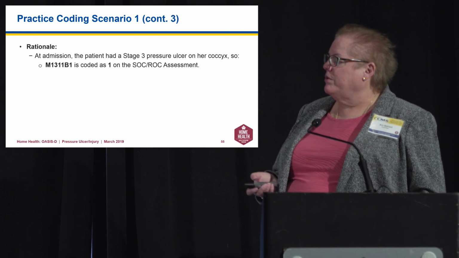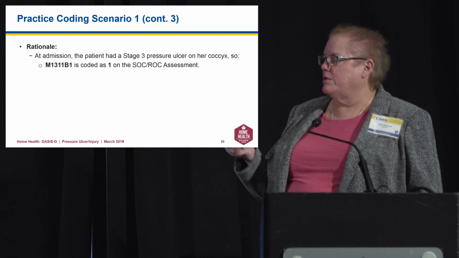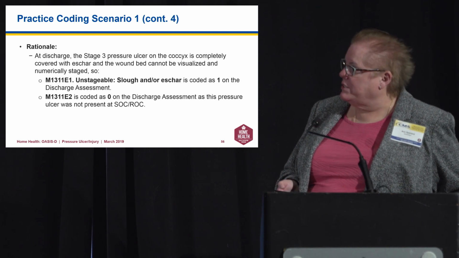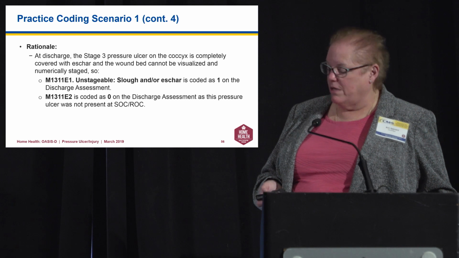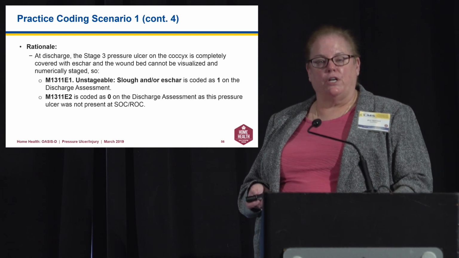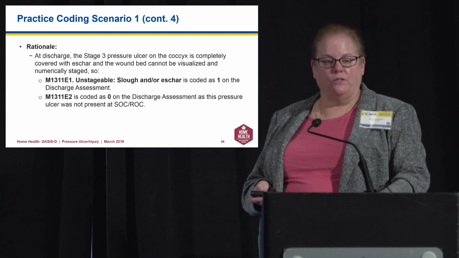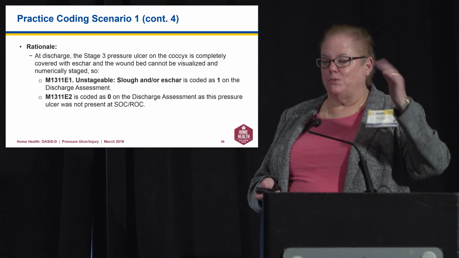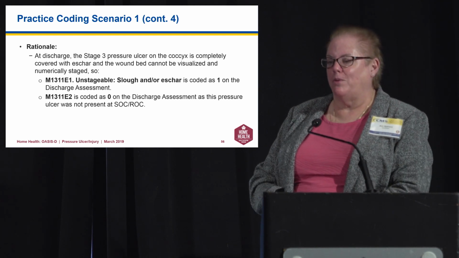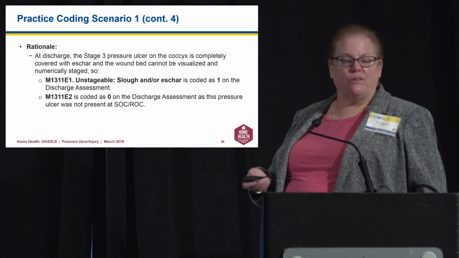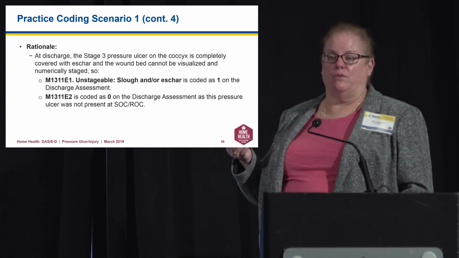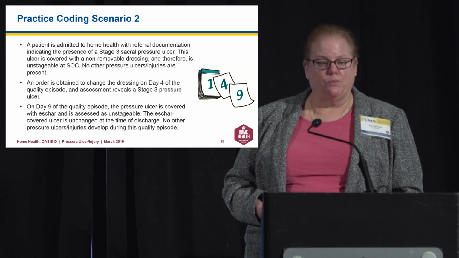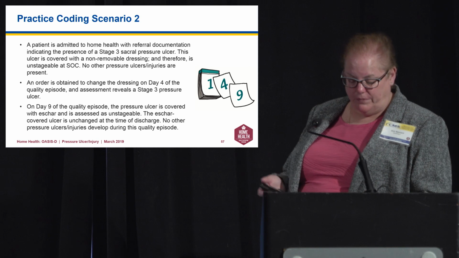We already kind of went through this. We talked about B1 would be coded as 1 on the SOC/ROC. And then at discharge, we have the slough and the eschar. So this gives you your rationale. Now, the ones that are posted online don't have all the answers. Just a reminder, after the trainings, we do post everything with the answers, so you have it all when you go back to your organizations. You can use these scenarios or your own scenarios. It's always best if you can use your own scenarios in your organization to allow staff to practice these, and you can determine competency also.